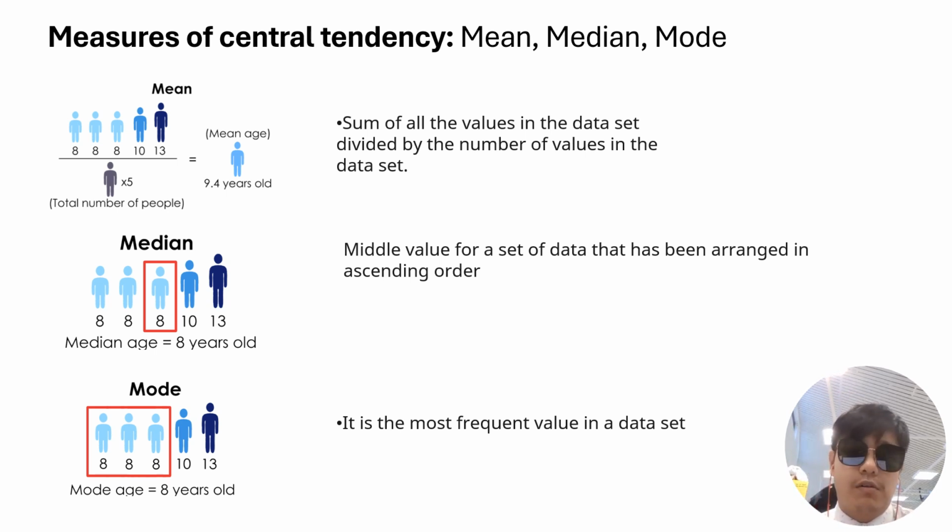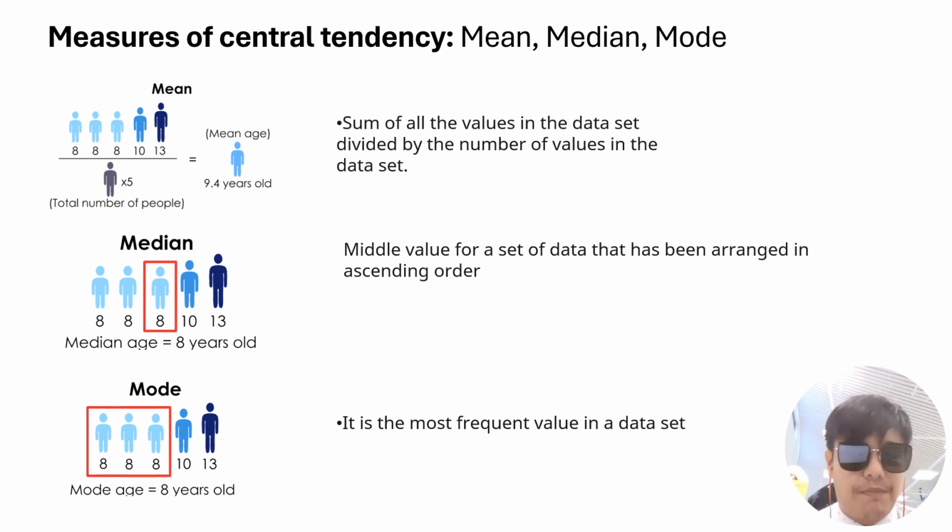On those pages, you'll be able to see the advantages of using mean, the disadvantage of using mean. All right, so for median, it is the middle value for a set of data that has been arranged in ascending order. So firstly, as the investigator, you will need to arrange your data in ascending order before you find the middle value for that set of data.